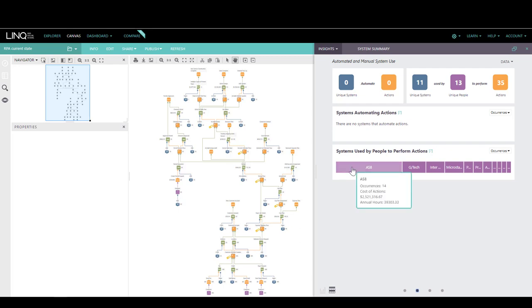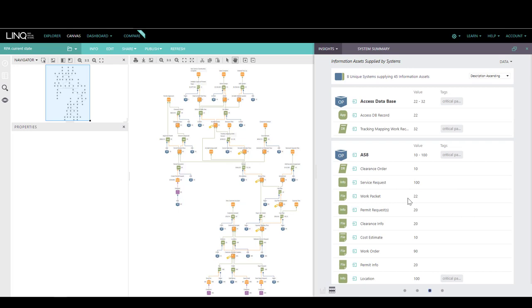Here's the asset management system, AS8. And you can see in the pop-up, we get to understand how many times it occurs in the sketch and also the cost of using that system. So this is the cost recorded against actions and the number of hours also recorded against those actions, where the asset management system is the tool used by somebody to do that work. And we can go down this chart and see each system in turn and how often it occurs and its cost and hours.